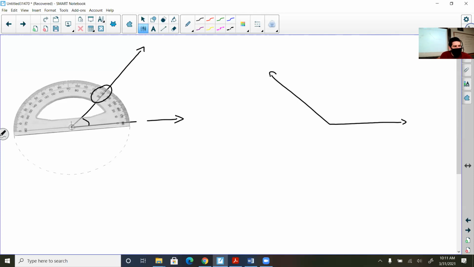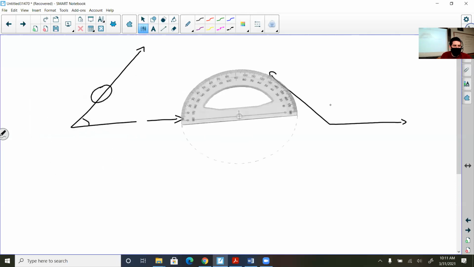Now, where this line is at 50, it looks like it's about 1 or 2 degrees less than 50. So I would say that this angle measurement is probably about 48 or 49 degrees. So it is an acute angle and its measurement is 49 degrees. We would have to ballpark this at that point. So that's how you would use a protractor for this situation.